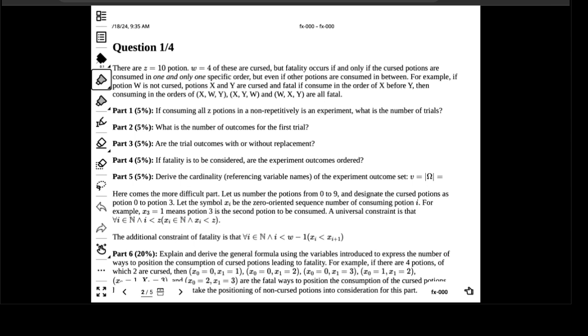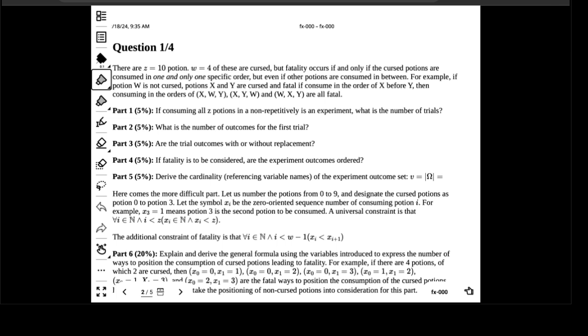There are 10 potions, of which 4 are cursed. So that means there are 10 potions altogether, 4 are cursed, and the other 6 are not cursed. Fatality occurs if and only if cursed potions are consumed in one and only one specific order. That's going to be explained next, because at this point we have not identified which potion is cursed and which one is not, so it's hard to specify the order.